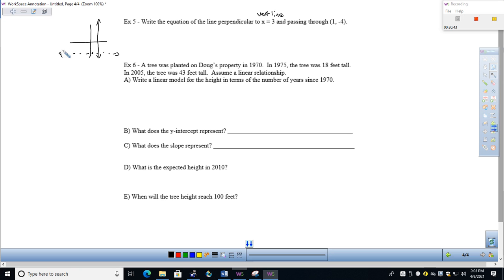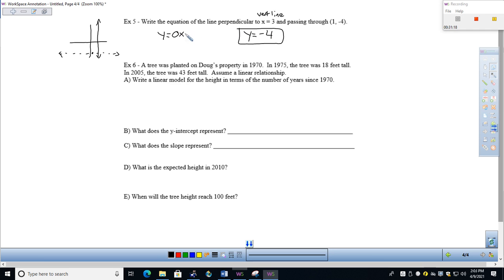Well, let's keep this one simple. What do we know about a horizontal line? Well, I know all the y-coordinates are the same. So if I'm looking for a perpendicular line to a vertical line, then it's got to be horizontal. And I know the y-coordinates are the same. Well, what are the y-coordinates on that line? Negative 4.